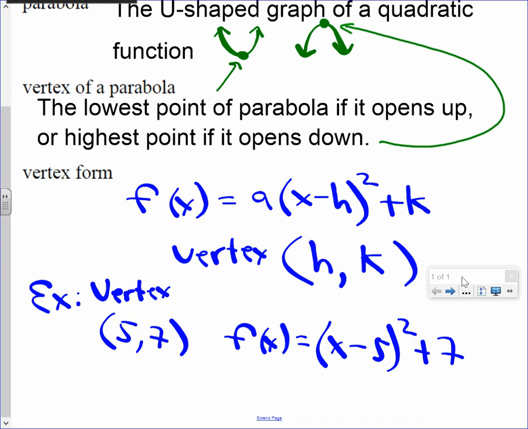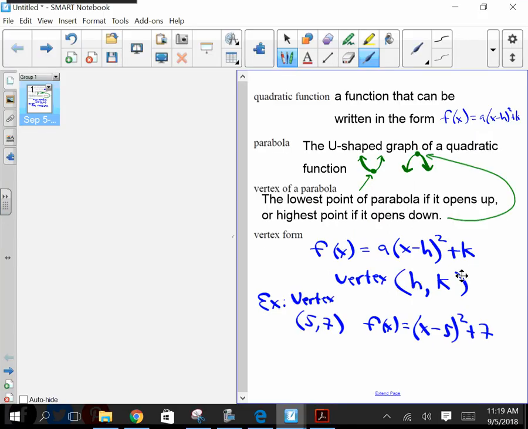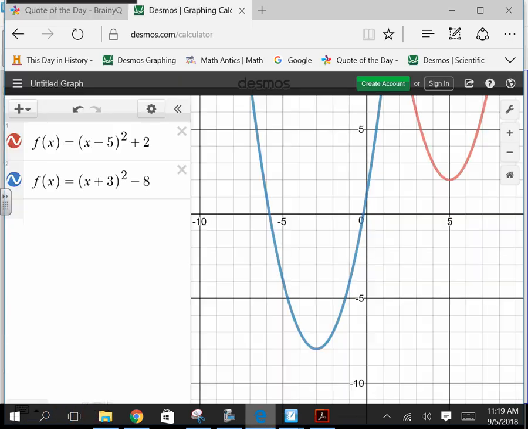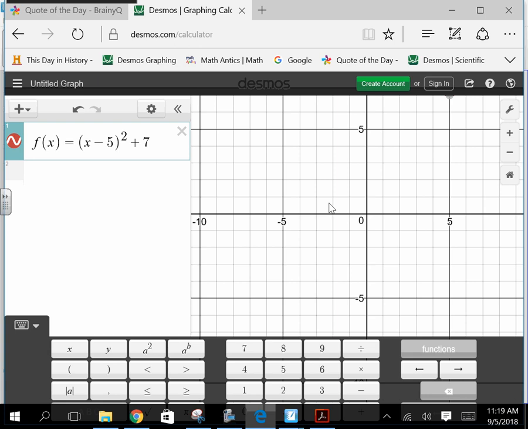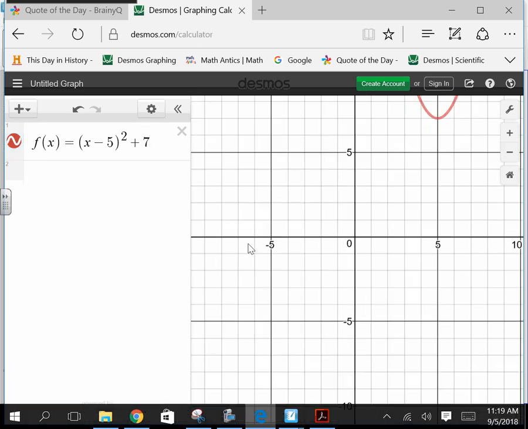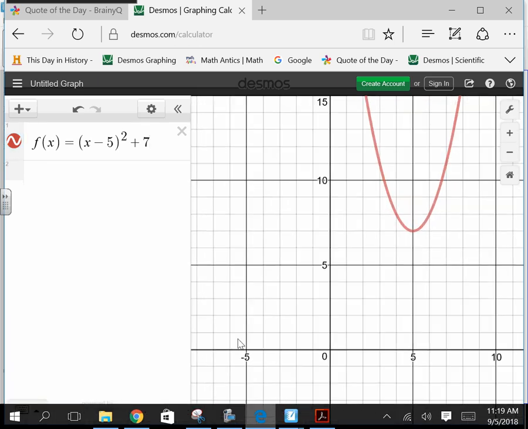You're doubting me, so I'm going to graph it. Watch this. Desmos. 5, 7. Where's the graph? Let me find it. There it is. 5, 7. Look at the vertex. There it is. The vertex is 5, 7.